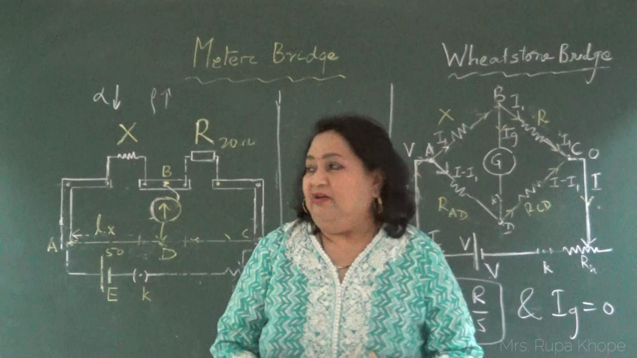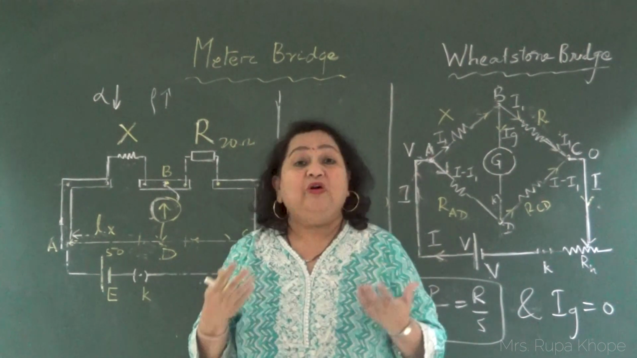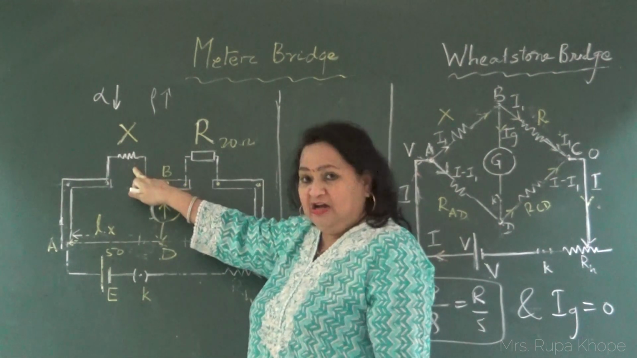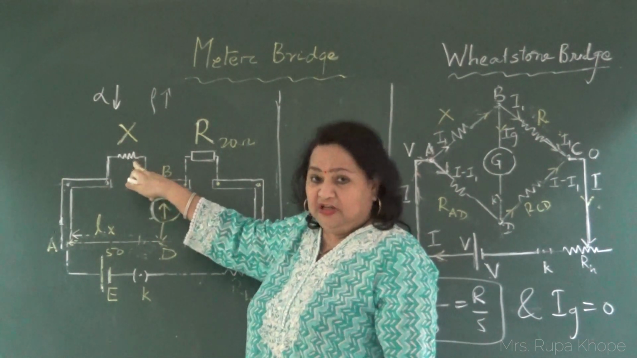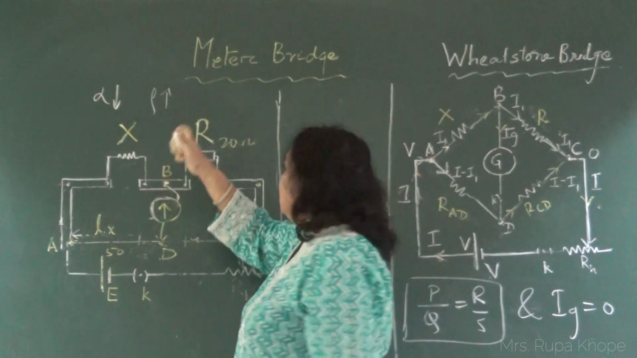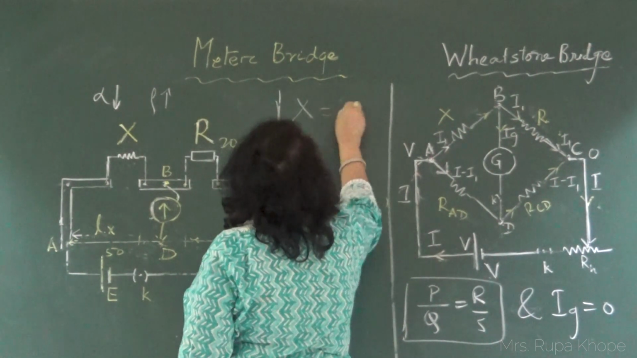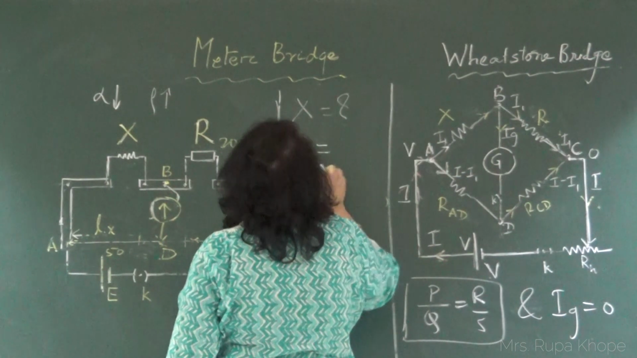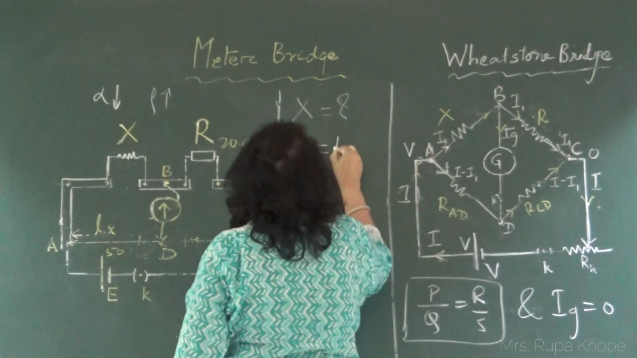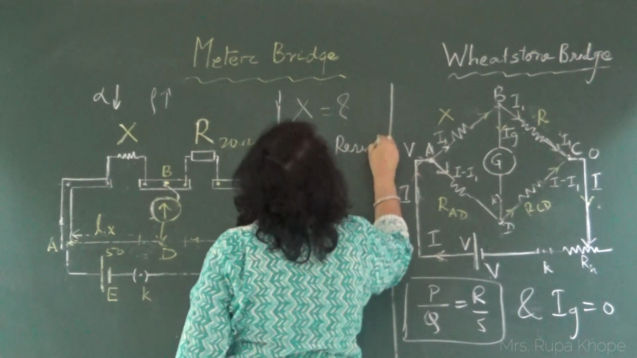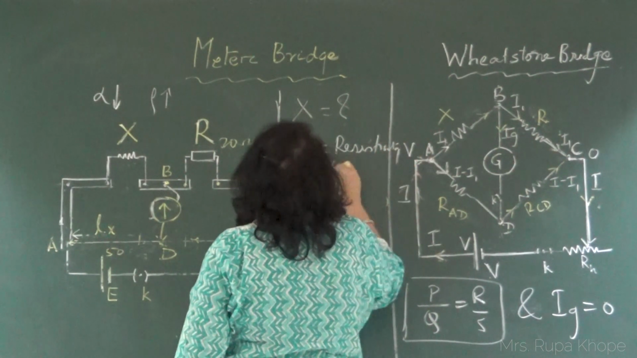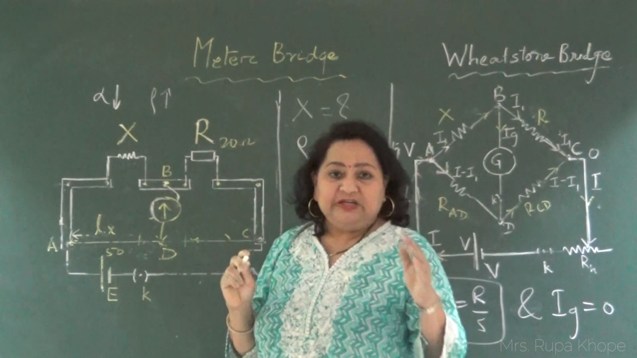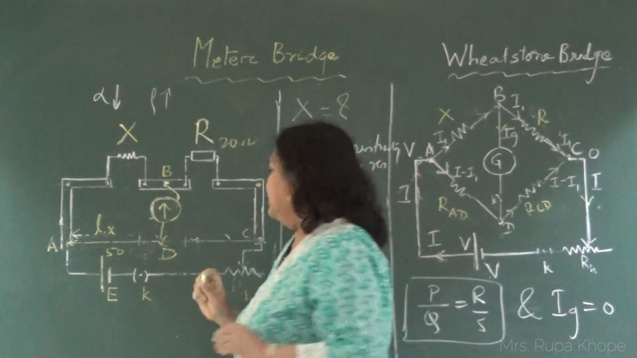Now, we have to know what the aim of our experiment is. The aim is to find the unknown resistance of the given wire. We don't know the resistance. So, what is X equal to? And second is, what is rho equal to? Rho is called resistivity or specific resistance. Resistivity or specific resistance.